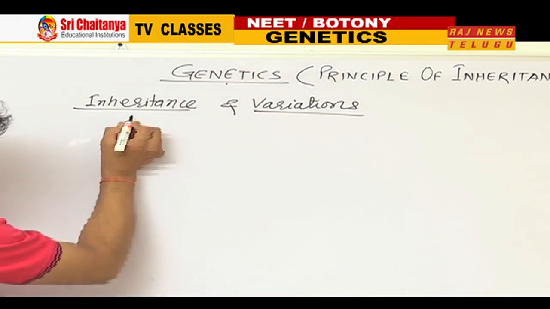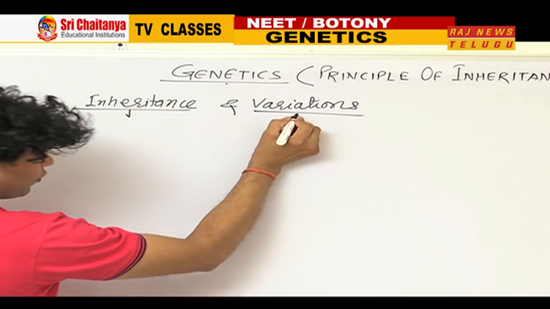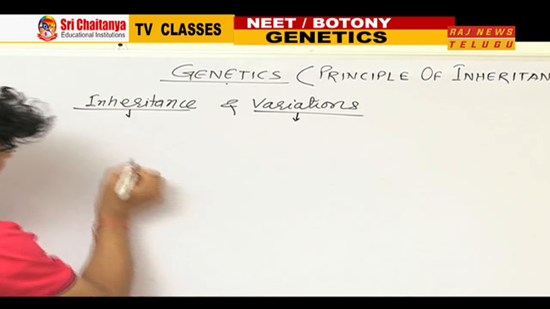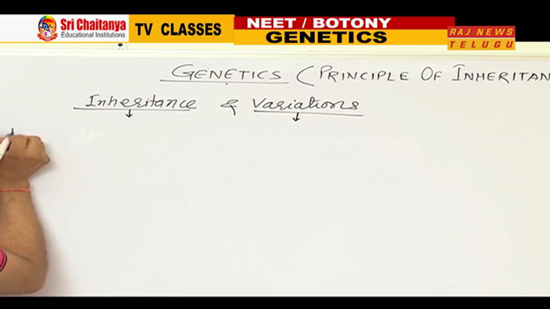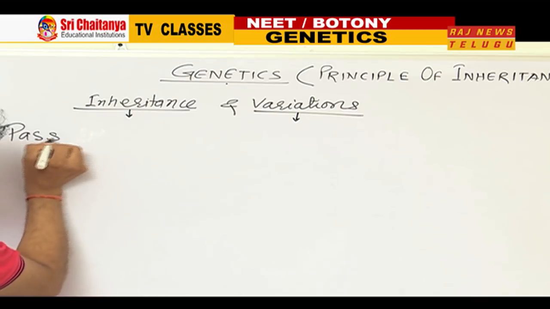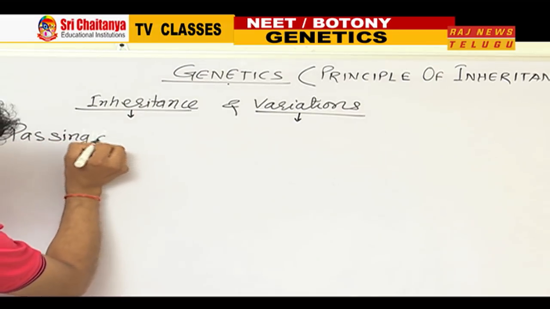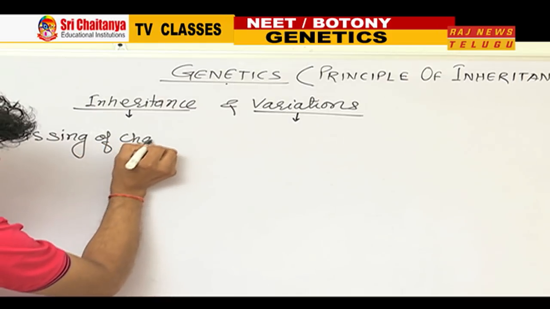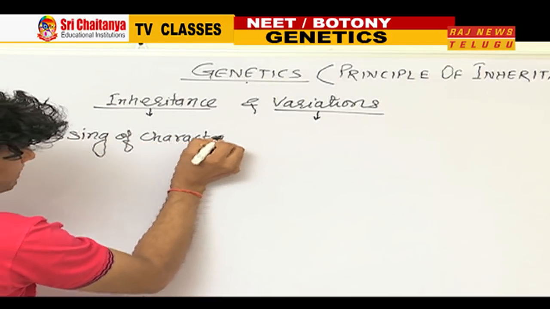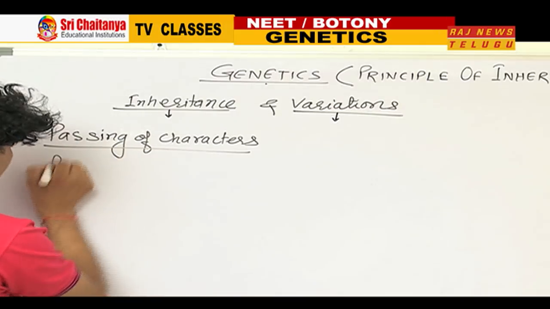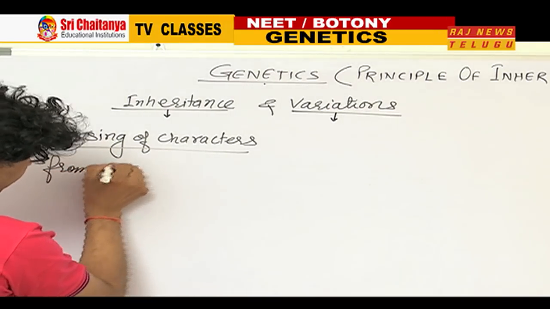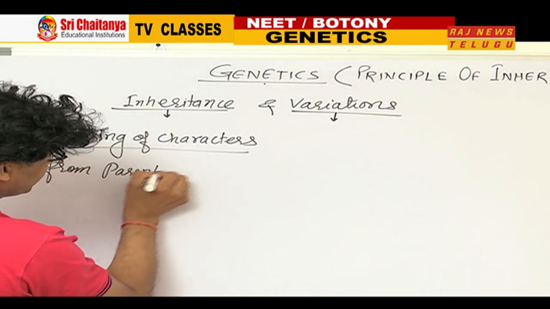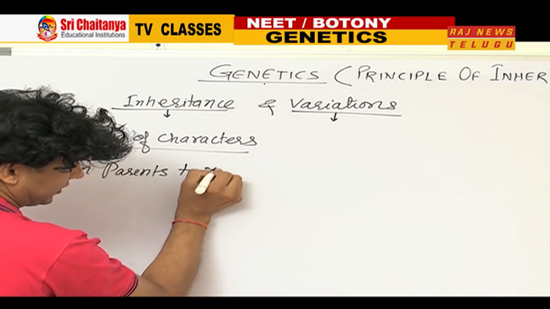Now let us discuss these two terms: what is inheritance and what are variations. Inheritance means passing of characters from parents to progeny.